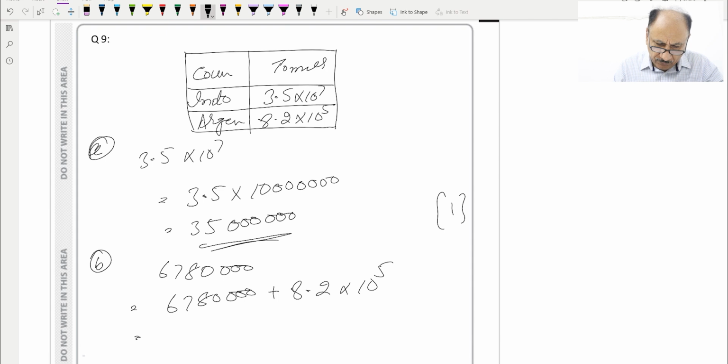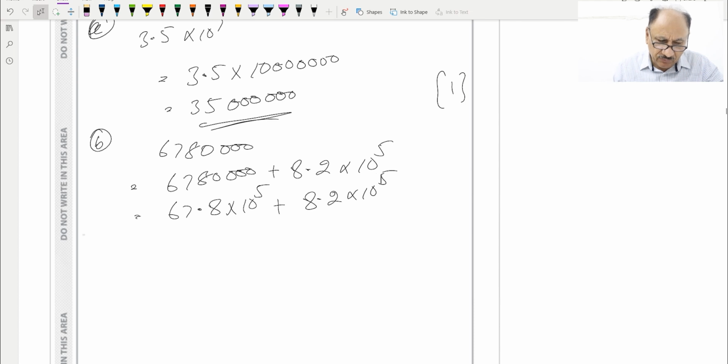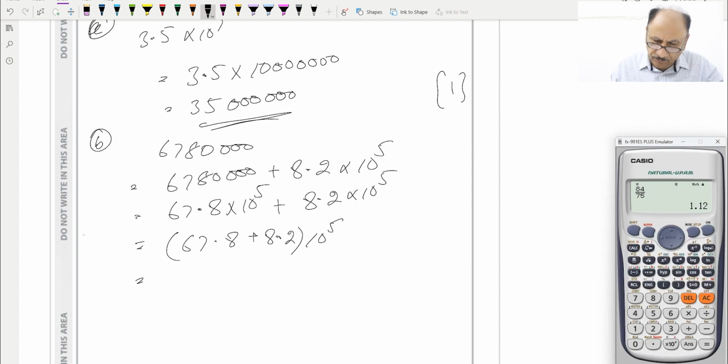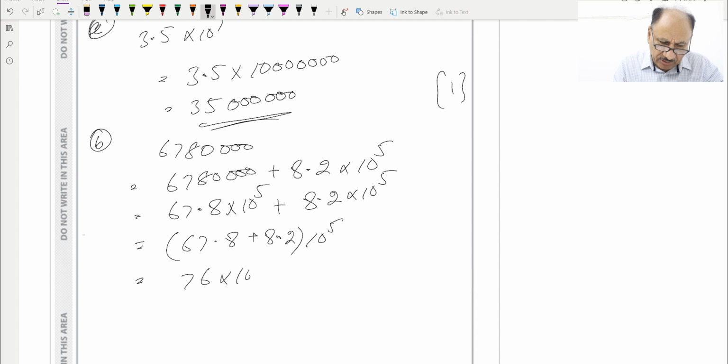So we can write 67.8 into 10 raised to 5, plus 8.2 into 10 raised to 5. We can take 10 raised to 5 common, and inside will be 67.8 plus 8.2. Adding these, 67.8 plus 8.2 will be equal to 76. So 76 into 10 raised to 5.